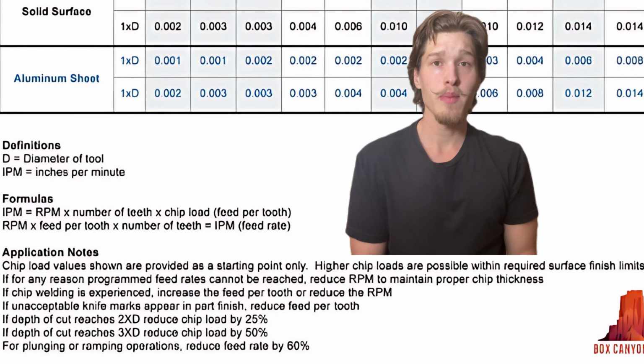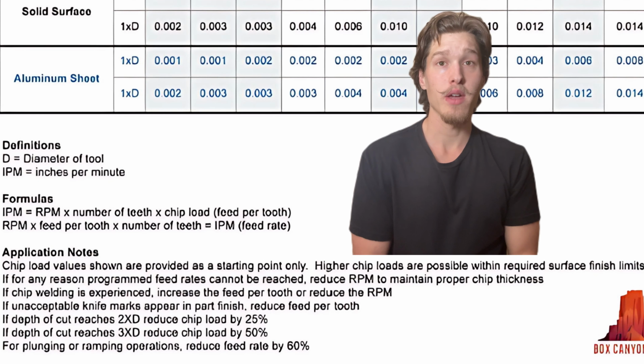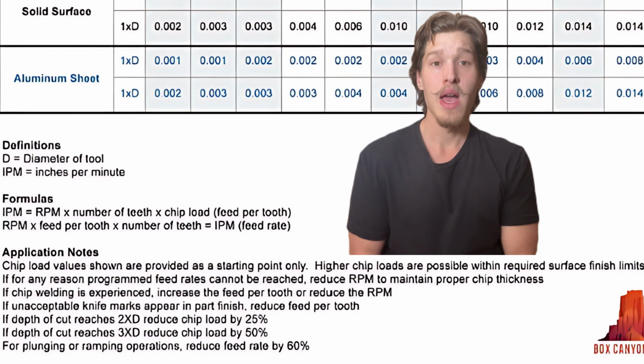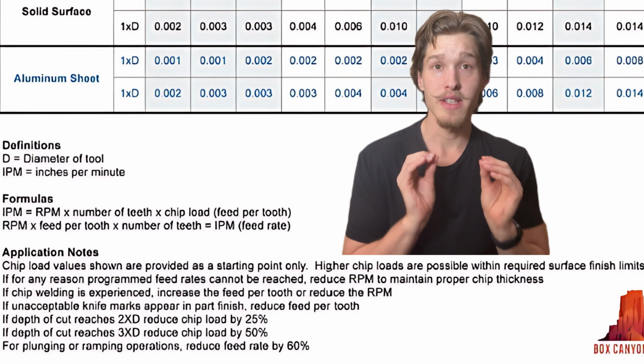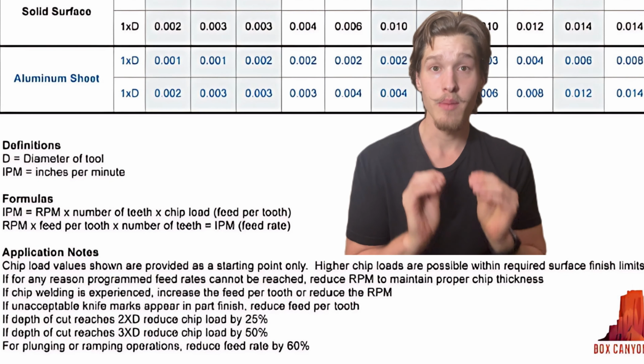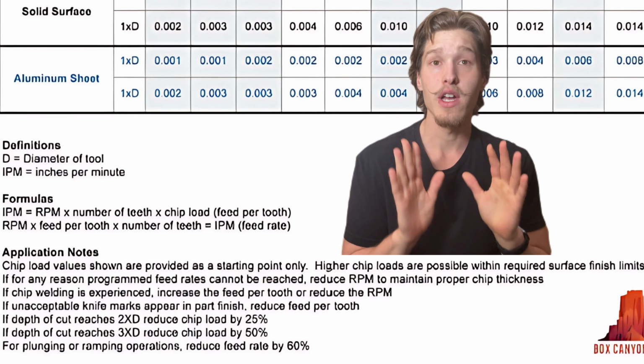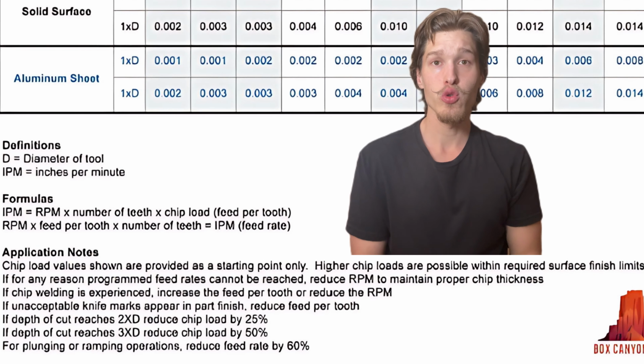Also, if you need to make cuts deeper than 1 times the diameter, pay attention to the recommended reductions to chip load. It's important to realize the application notes vary between bit designs, so pay close attention when you scroll through the different bit styles. We hope that you find the application data tables helpful and easy to use.